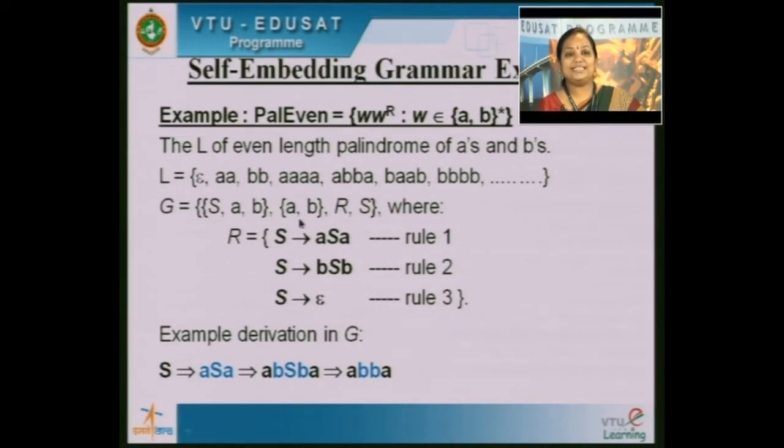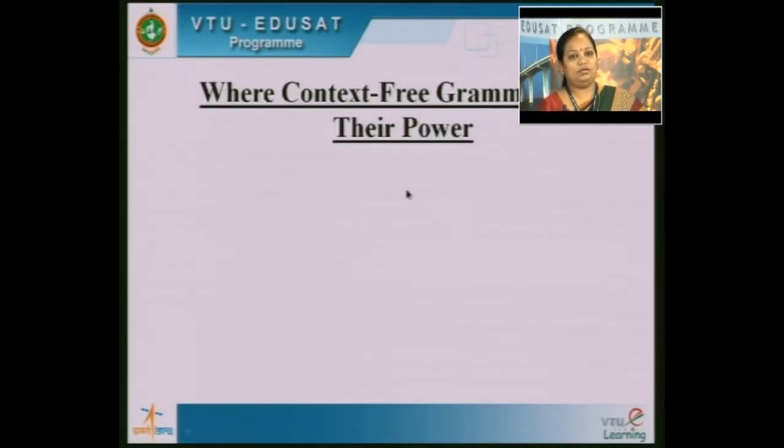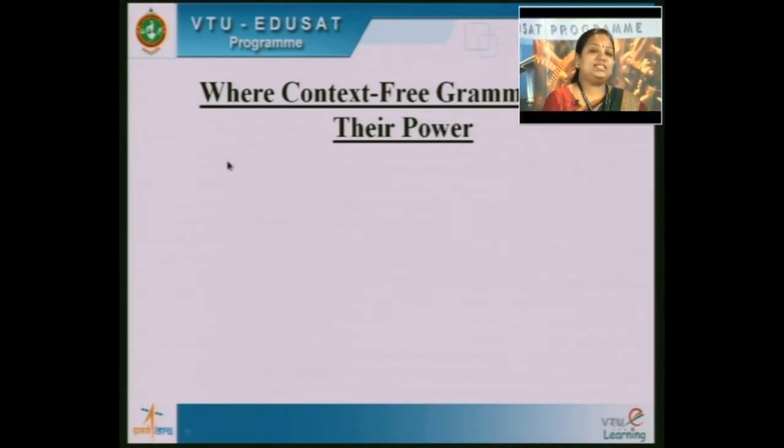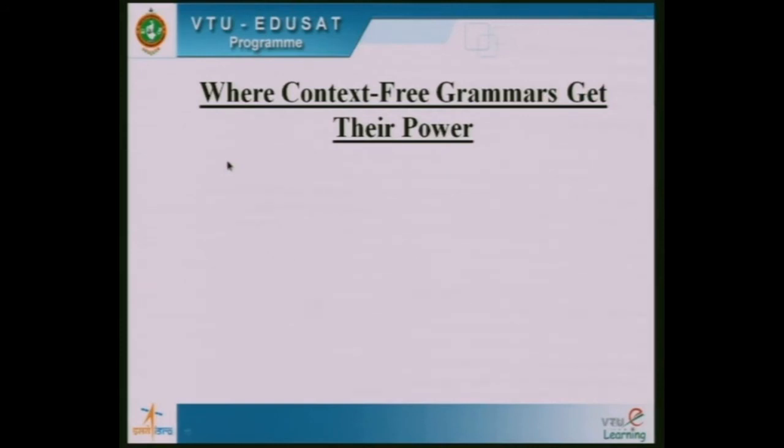And why is this grammar self-embedding? Because S self-embeds with the string before and after A, or with a string before and after with a symbol B. Hence, this grammar is self-embedding grammar. So, these are the two properties of context free, that is recursive rules and self-embedding rules.